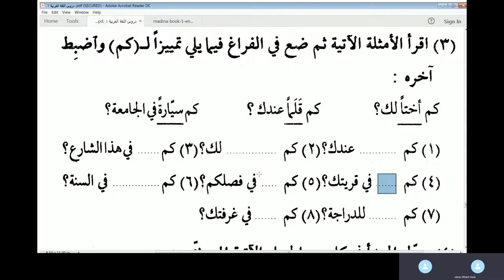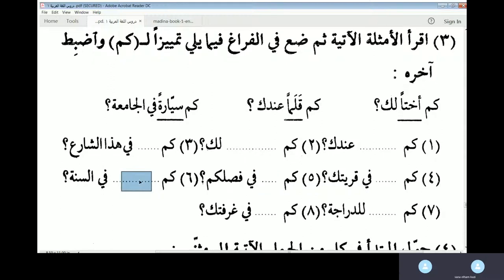Kam, let's see, your village. Kam baitan or masjidan fi qaryatika? Kam talibun fi faslikum? If it is female, kam talibatan fi faslikum. Yes, talibatan, correct.